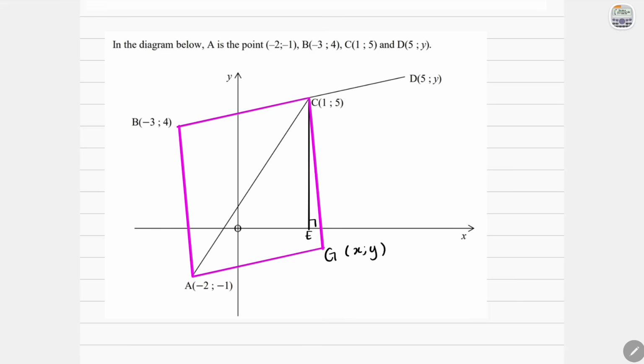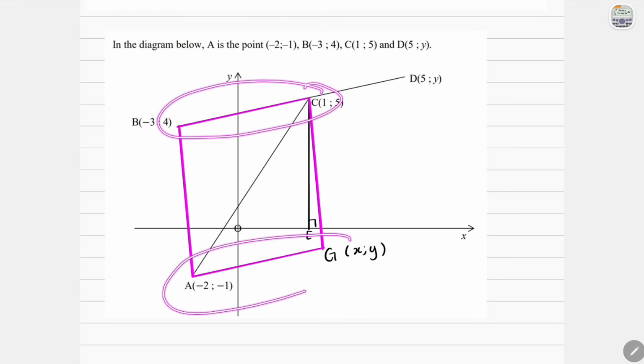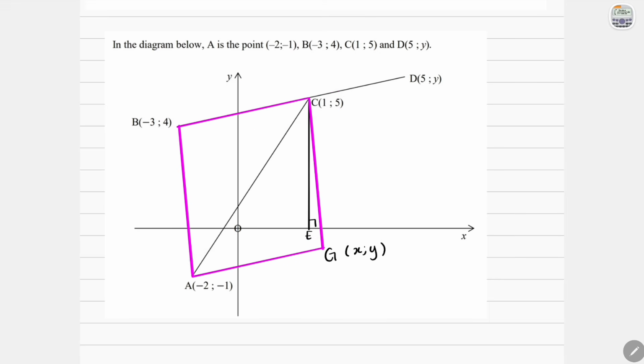So you could think about the fact that if this is a parallelogram, it means that these lines are parallel. Those two are parallel, these two are parallel. And you know that if lines are parallel, then they share the same gradient. But the thing is, if I found the gradient of this line and I tried to find the gradient of this line, the gradient is going to be in terms of x and y, meaning it will include x and y.